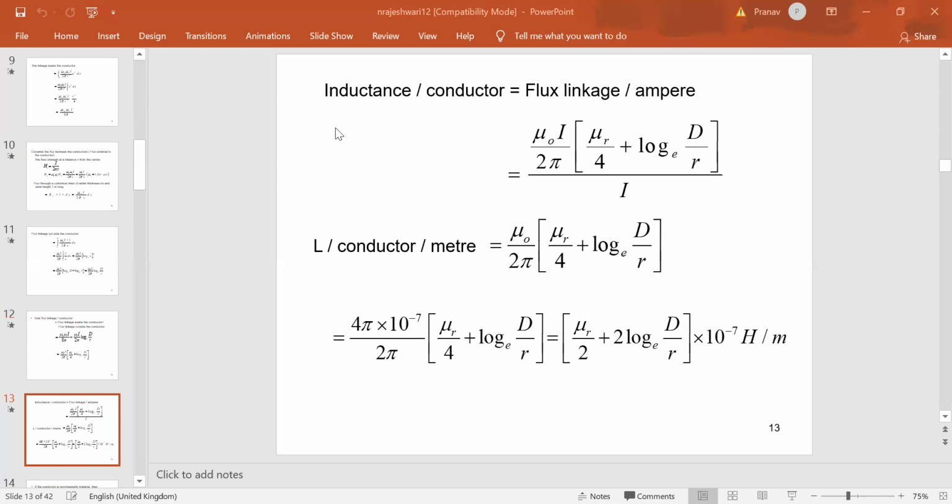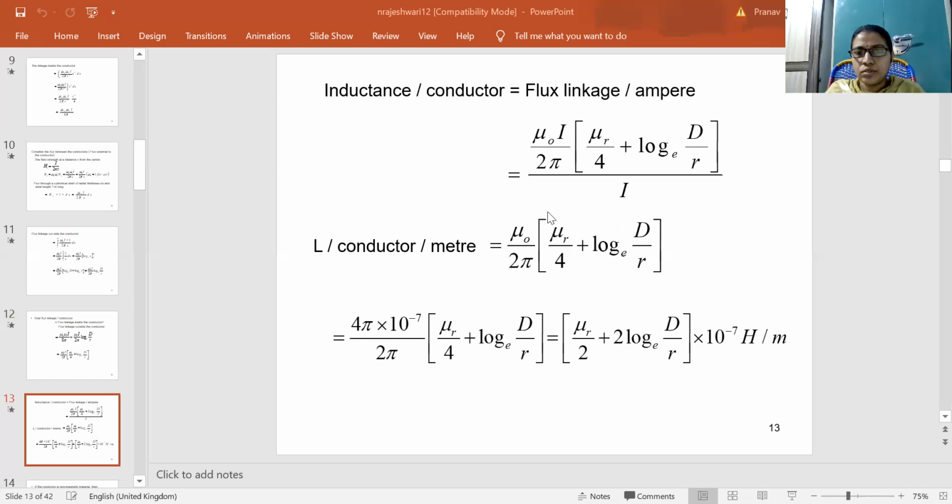The inductance per conductor will be flux linkages per ampere, which is equal to mu naught I by 2 pi into mu r by 4 plus log of d by r, divided by I. The inductance per conductor per meter is equal to mu naught by 2 pi into mu r by 4 plus log of d by r, where mu naught is 4 pi into 10 to the power of minus 7, so 4 pi into 10 to the power of minus 7 by 2 pi into mu r by 4 plus log of d by r.